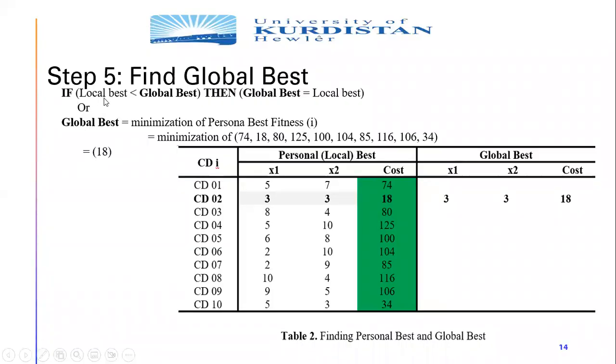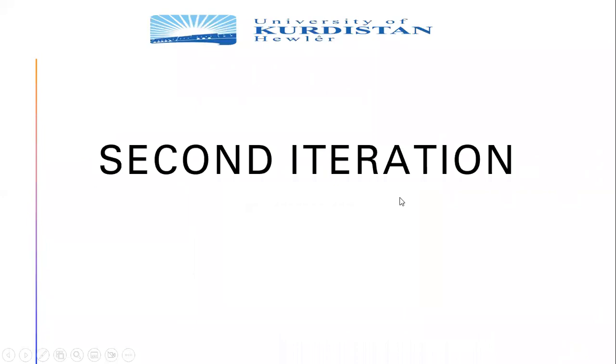We have, if local best is less than global best, then global best equals local best, or you could have global best equals the minimum fitness value that we found. So we talked about the global best being taken as the minimum one, which is 18, which is drawing 2. Now the first iteration is finished.